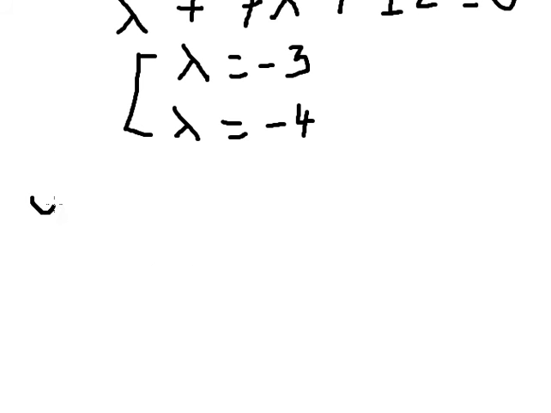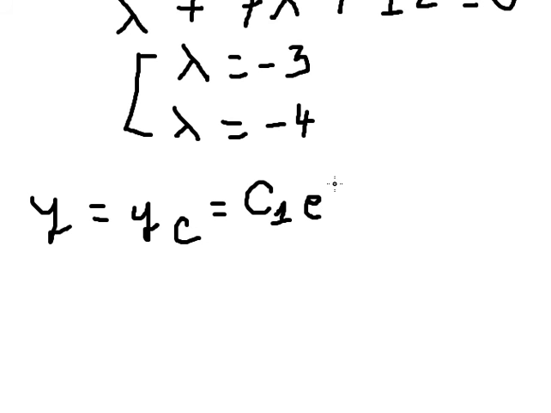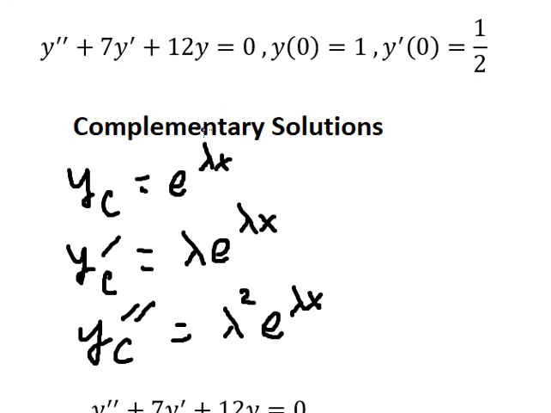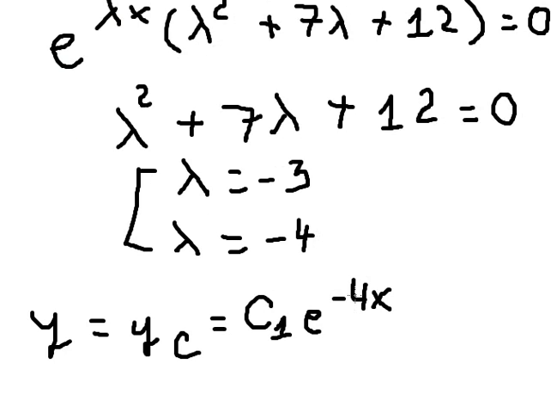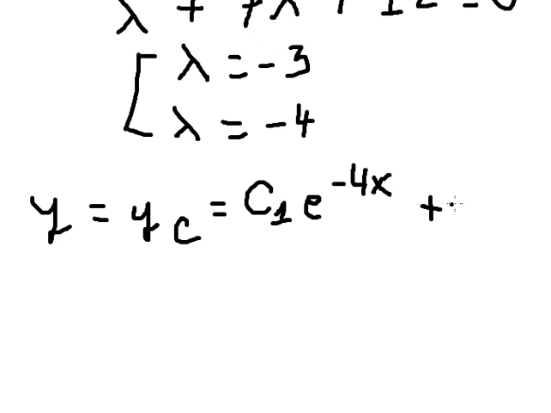And now we have y equals yc, and that is c1, the constant number 1, e to the power of negative 4s. Now we need to put negative 4 in to replace the lambda in here. And the next one we have c2 e to the power of negative 3s.